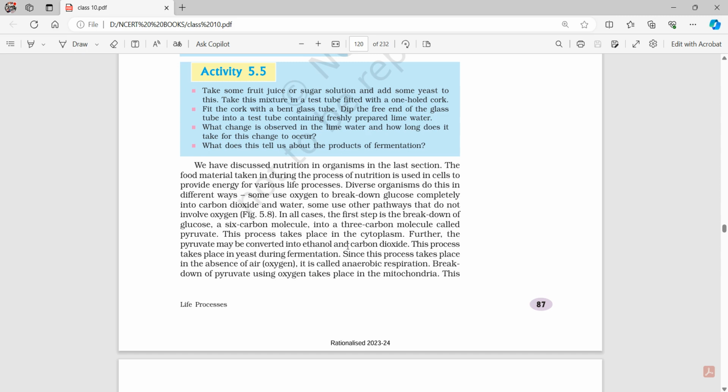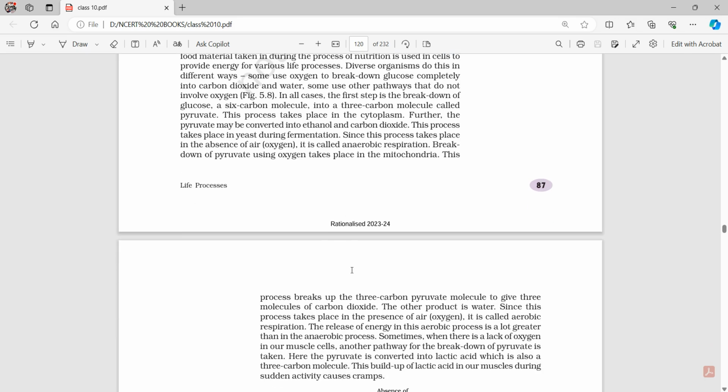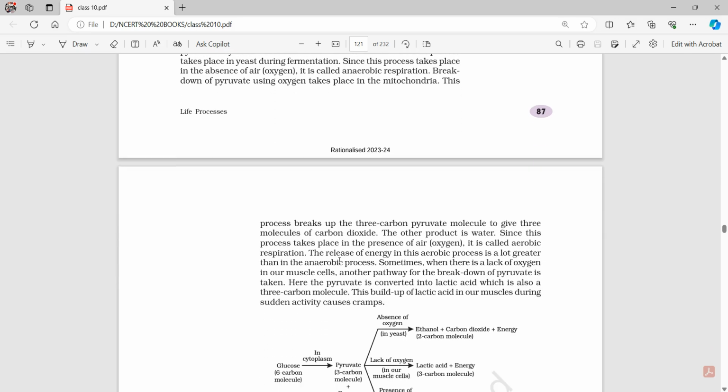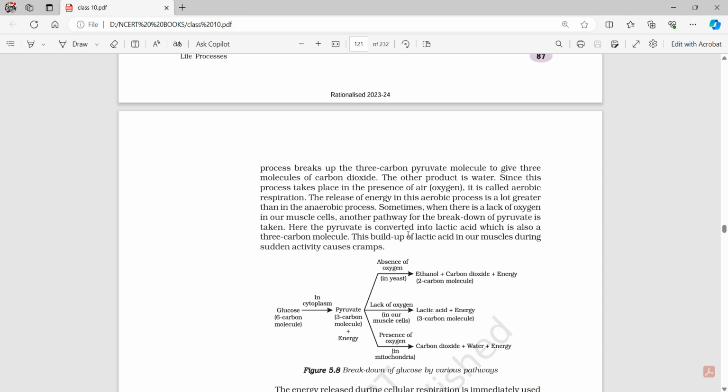Further, the pyruvate may be converted into ethanol and carbon dioxide. This process takes place in the yeast during fermentation. Since this process takes place in the absence of air or oxygen, it is called anaerobic respiration. Breakdown of pyruvate using oxygen takes place in the mitochondria. This process breaks up the 3 carbon pyruvate molecule to give 3 molecules of carbon dioxide. The other product is water. Since this process takes place in the presence of air, it is called aerobic respiration. The release of energy in this aerobic process is a lot greater than in the anaerobic process.